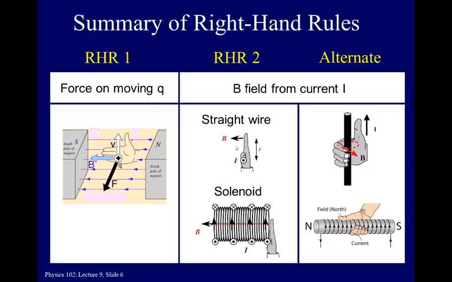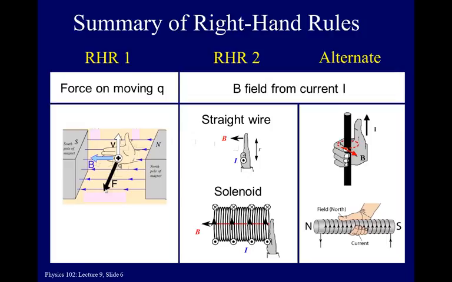Alright, so a summary of right-hand rules now that we've learned. The first right-hand rule we learned, right-hand rule number 1, was a right-hand rule that told you the force if there's a magnetic field present on a moving charge or a current. Alright, we learned you put your thumb along the velocity or the current, your fingers along the magnetic field, and outward from your palm points the force for a positive charge. Then we learned a right-hand rule number 2 for figuring out the field from a current-carrying wire, the magnetic field produced by a current-carrying wire.